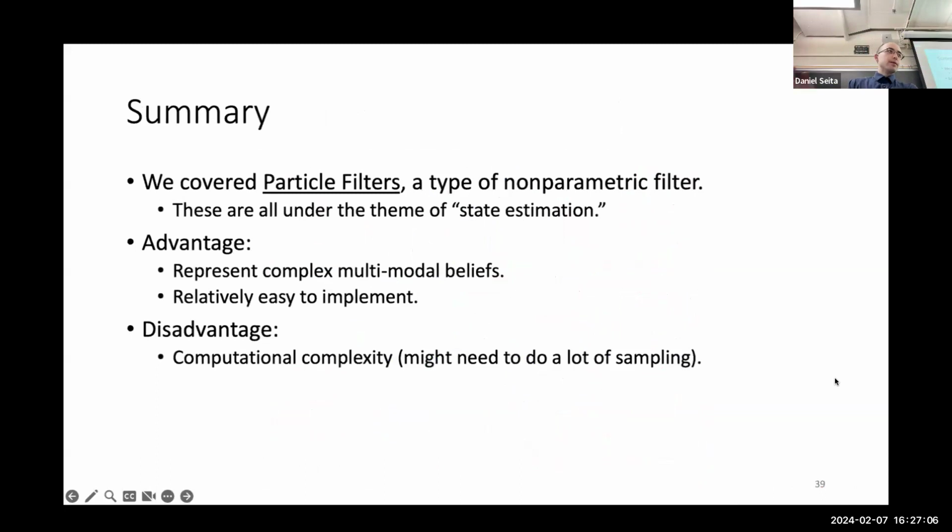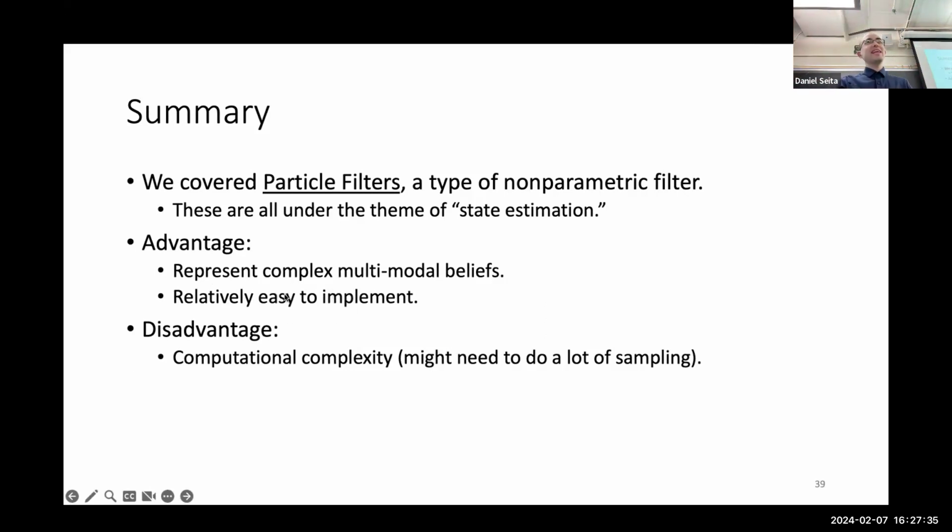All right. So to recap again, what we had covered in the last classes, we covered particle filters, which are a non-parametric filter, so we don't assume a specific distribution form like a Gaussian that we assume with the Kalman filter. And the advantage is that they represent complex multimodal distributions. So anytime you have multiple modes you should be wary of using Gaussians, because Gaussians have a single mode.